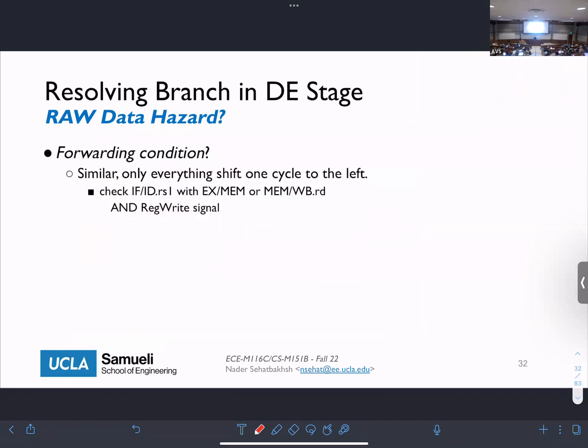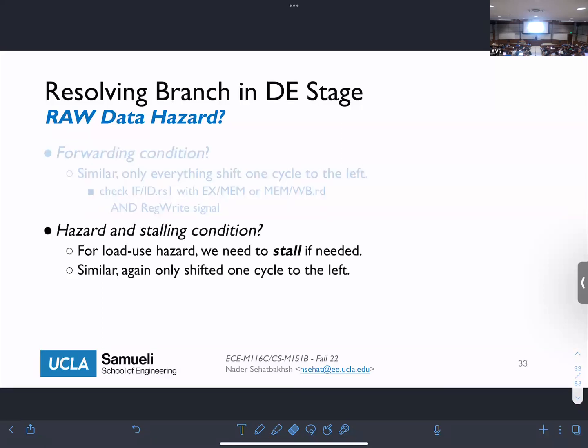Okay, so forwarding conditions would be very, very similar to what we showed before. You need to compare RS1 with RD and RS2 with RD. You also need to check whether this is indeed a register write and nothing else. But one thing to pay attention to is that this one is IF/ID instead of ID/EX. If you look back at your original RAW data hazard, this was ID/EX, but this time it's IF/ID, which means that we are basically forwarding it back to our decode stage rather than forwarding it back to our execution stage. Okay, is that clear what we're doing, why we're doing this, and what we're doing exactly? Excellent.